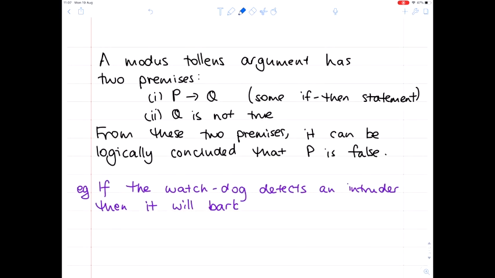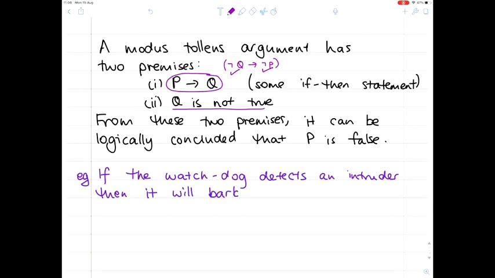So just to put that more clearly, a modus tollens argument has two premises. It is assuming that P implies Q, which remember is the same as saying not Q implies not P. And it's assuming that Q is not true, and then it's going to show that not P is true, i.e. P is false. So if our watchdog detects an intruder, then it will bark. Another way of saying this in a modus tollens argument is the dog didn't bark, therefore there was no intruder.